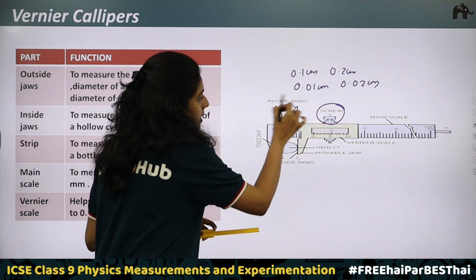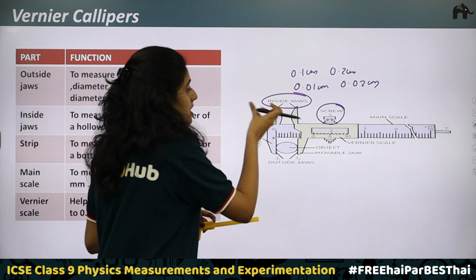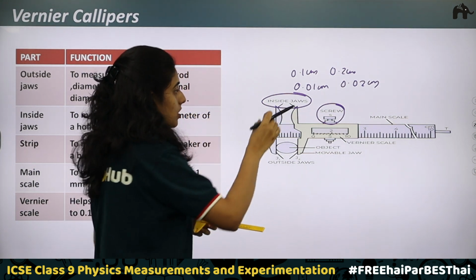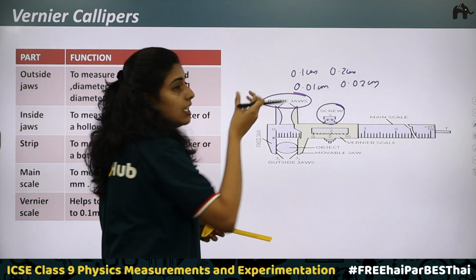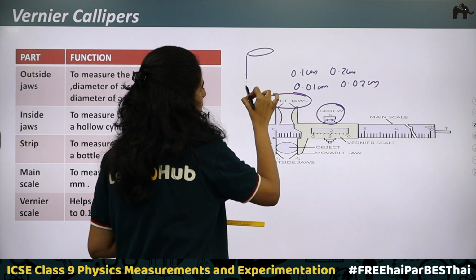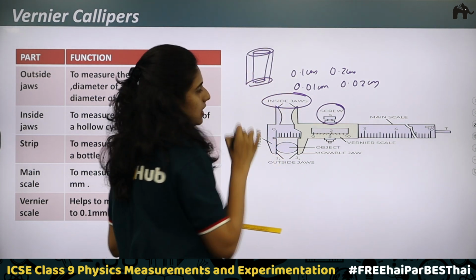Now, why do we need this inside jaws? Inside jaws will be used when you need to measure some internal diameter, or you need to measure the length, or you need to measure the diameter of a hollow cylinder, or if you have a pipe. So, a pipe will be in the form of a hollow cylinder.